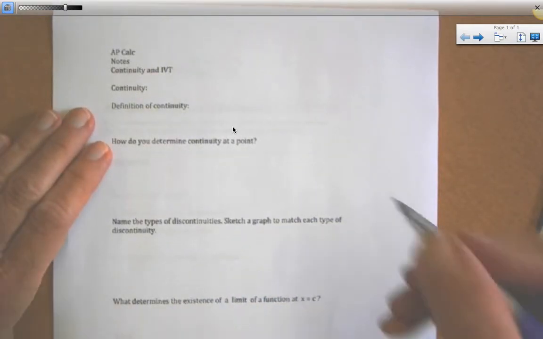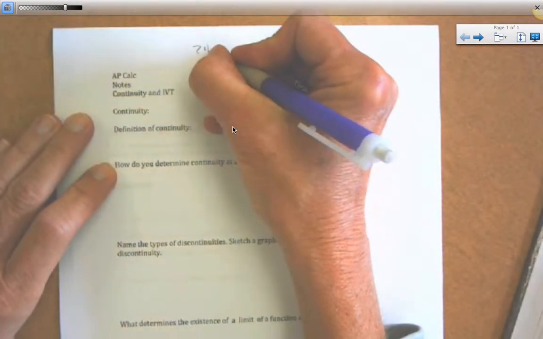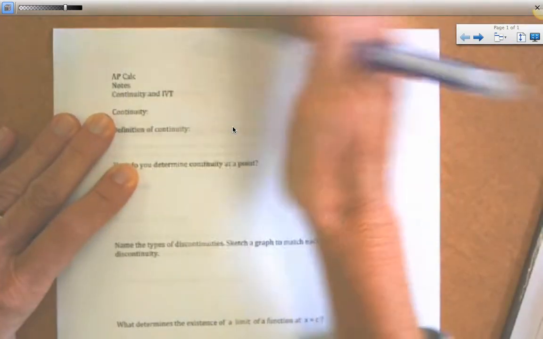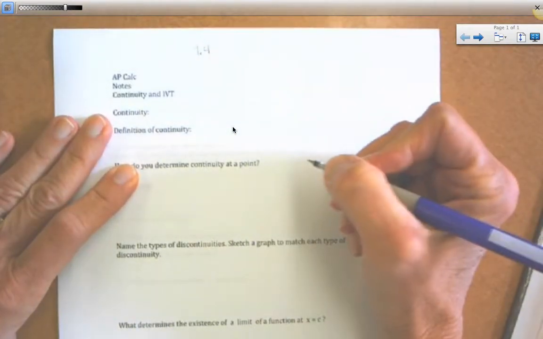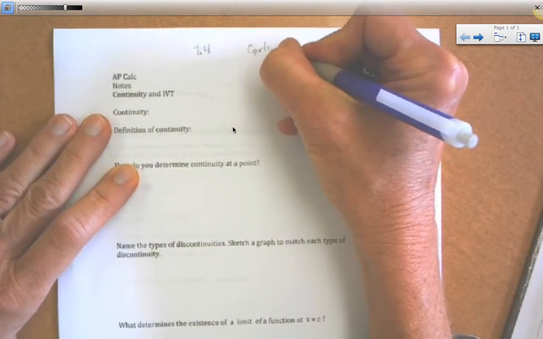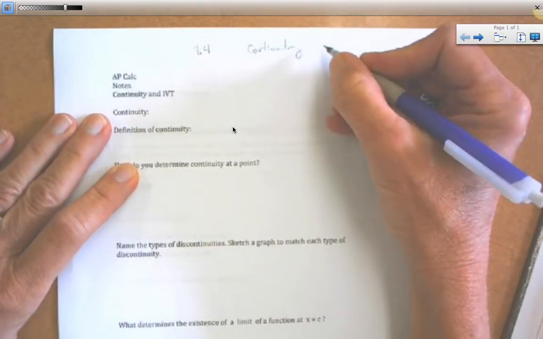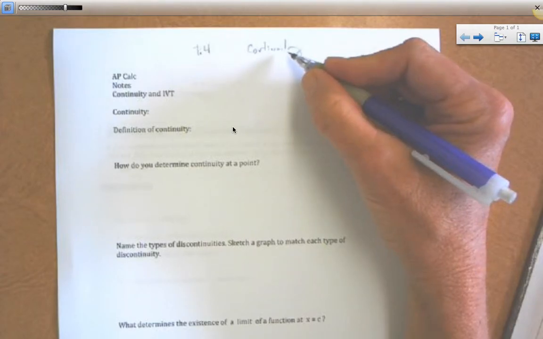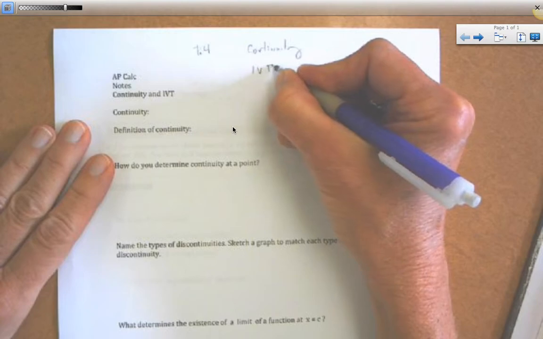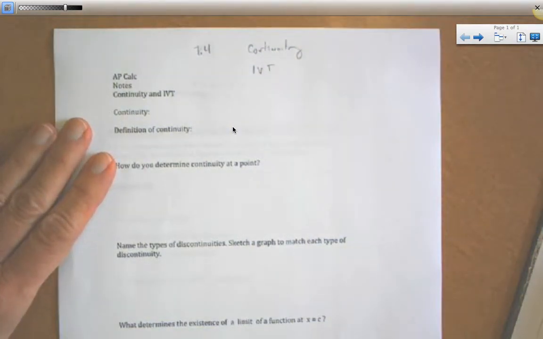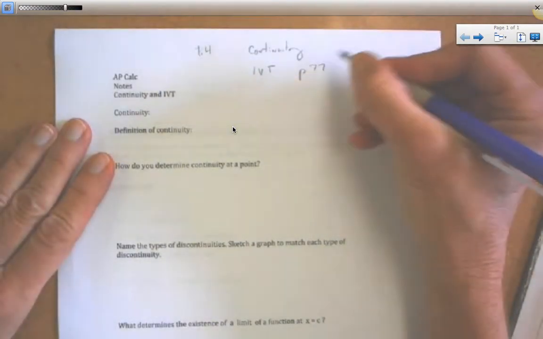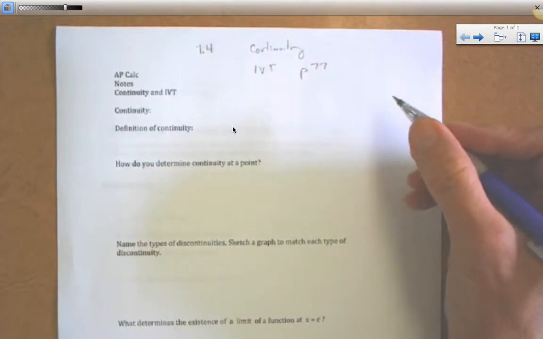Okay, this is the second part of section 1.4. Sorry. And we are still talking about continuity and what makes those pieces important. And the new piece today is going to be called IVT, the Intermediate Value Theorem. So we are mainly going to be working from page 77 in your book. So today you'll need your book and to follow with your notes.